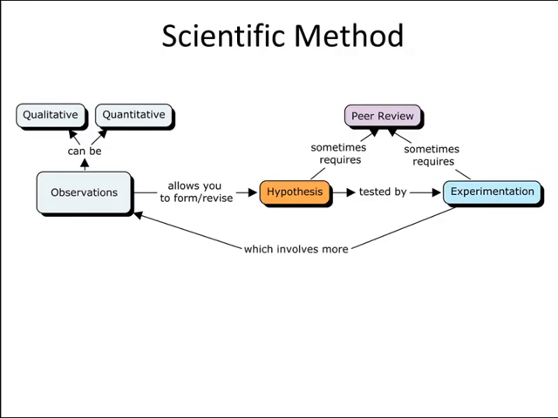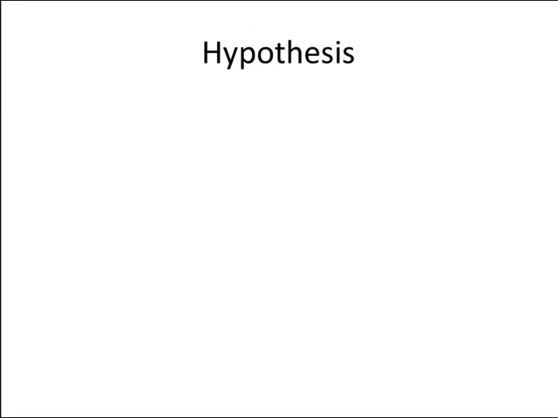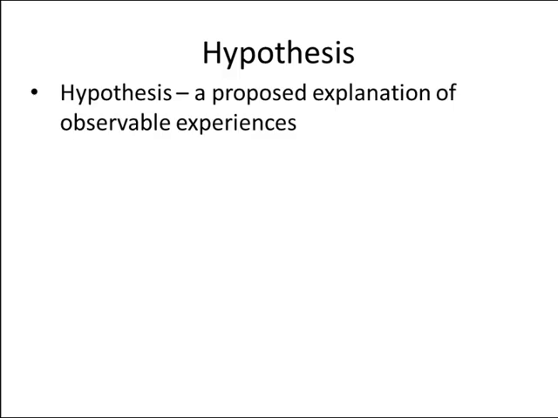So once we've made enough observations, we can begin to form a hypothesis. So what's a hypothesis? Some people say it's an educated guess. Let's get a little bit better definition than that. There's a little bit more to it than just that. A hypothesis is really a proposed explanation of observable experiences. Okay, so let's take a look at forming a hypothesis.